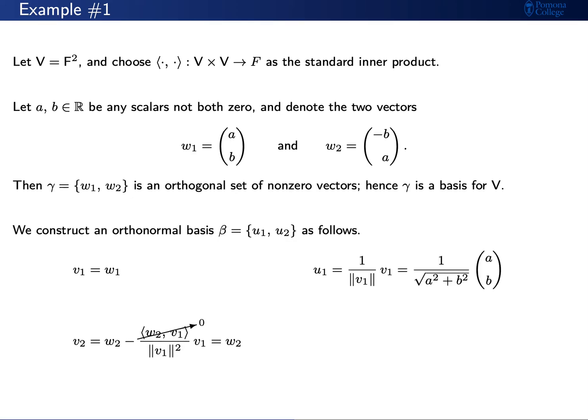Now we compute normalized vectors. We'll let U sub 1 be the normalized version of V1 by taking V1 and dividing it by its norm. And similarly, for U sub 2, we'll let this be V sub 2 divided by its norm, the vector here you see on your screen. So we've constructed now our desired orthonormal basis beta.